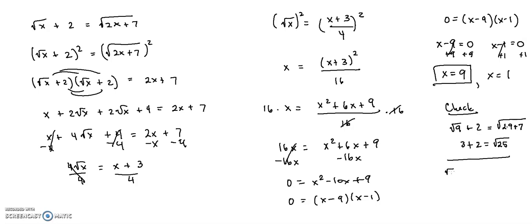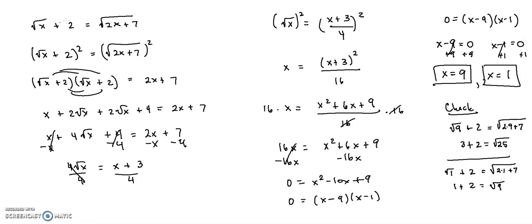And then the second one, square root of 1 plus 2 equals square root of 2 times 1 plus 7. So that's going to be 1 plus 2 equals the square root of 9. Is 3 equal to the square root of 9? Yes, and we keep the second. So that one's kind of cool because you keep both solutions. That doesn't happen all the time.